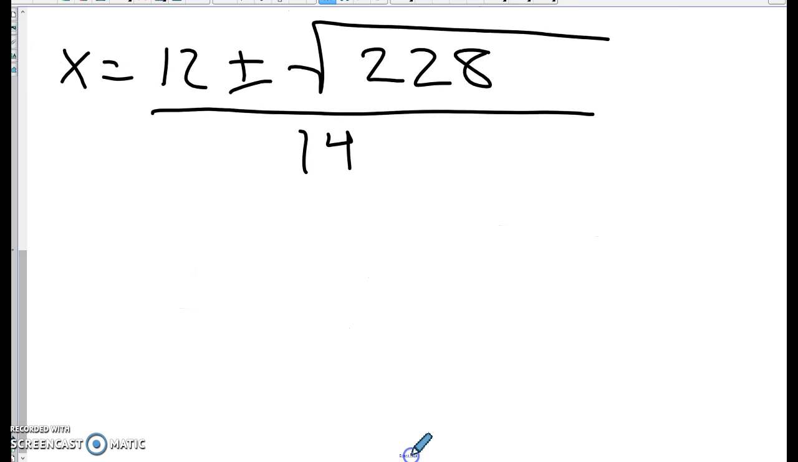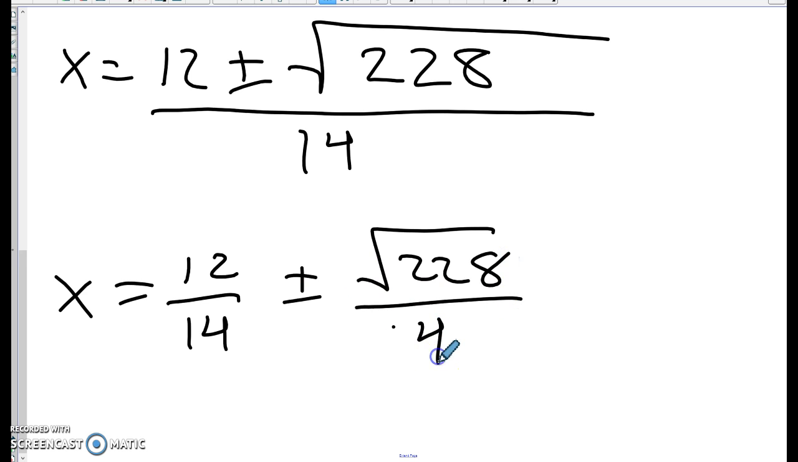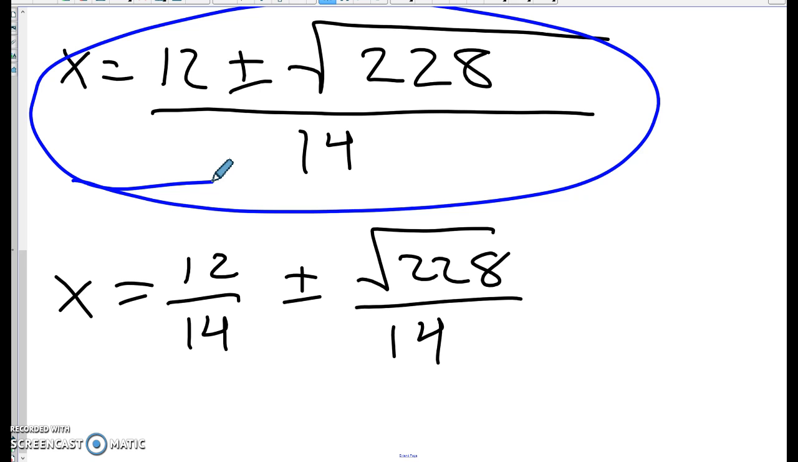Now, I might want to simplify this a little bit further in that I could, if I wanted to, write this as 12/14 plus or minus the square root of 228 over 14. And I would really just be doing that because 12/14 as a fraction could simplify to 6/7. But at that point, I'm just being finicky. This answer right here is perfectly fine. It's acceptable. Again, if you wanted to plug it into a calculator and get a decimal approximation, go for it. But this is a final answer in that form right there. All right.